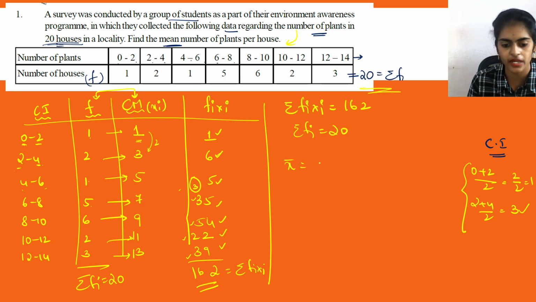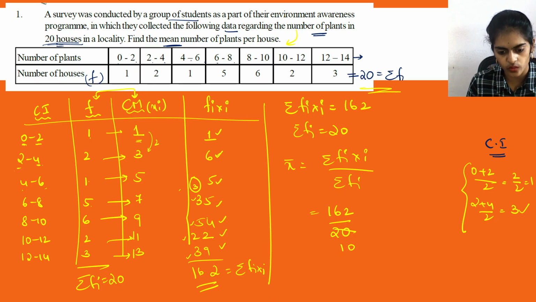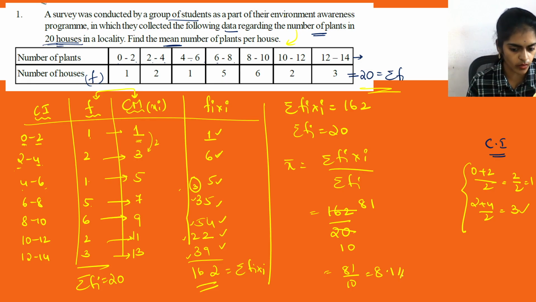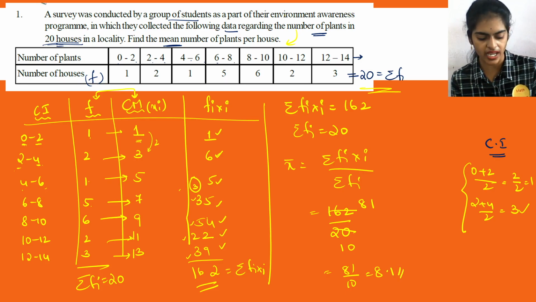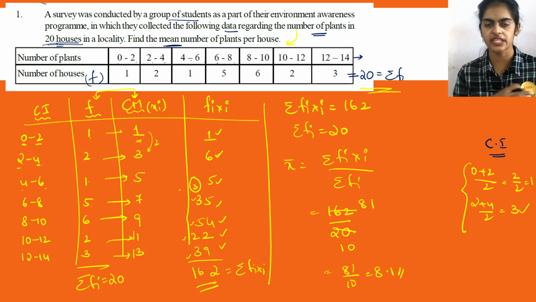Now the mean formula using the direct method is sigma fi xi divided by sigma fi. So it is 162 divided by 20. You can write 2 10s are 20, 2 8s are 16, 2 1s are 2. So 81 divided by 10 is nothing but 8.1. So the mean is 8.1. Any doubts in this? I hope it is super clear for you. So let's proceed to the next question.